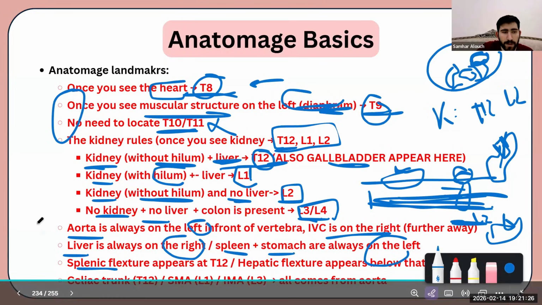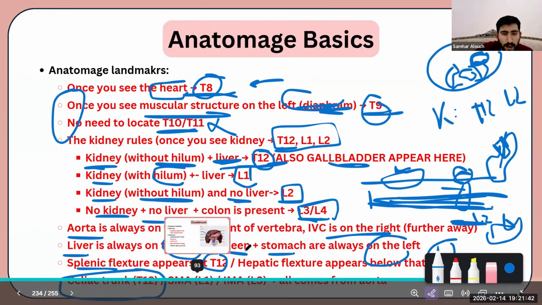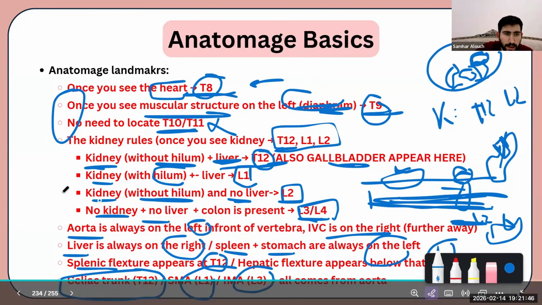There is something called splenic flexure. I think Abdul explained it. That's at T12 and the hepatic flexure is even below that because the liver pushed it down. So it's at L1. And finally, the celiac trunk appears at the level of T12. The superior mesenteric artery appears at the level of L1 and inferior mesenteric artery appears at the level of L3 and they are all originating from the aorta.